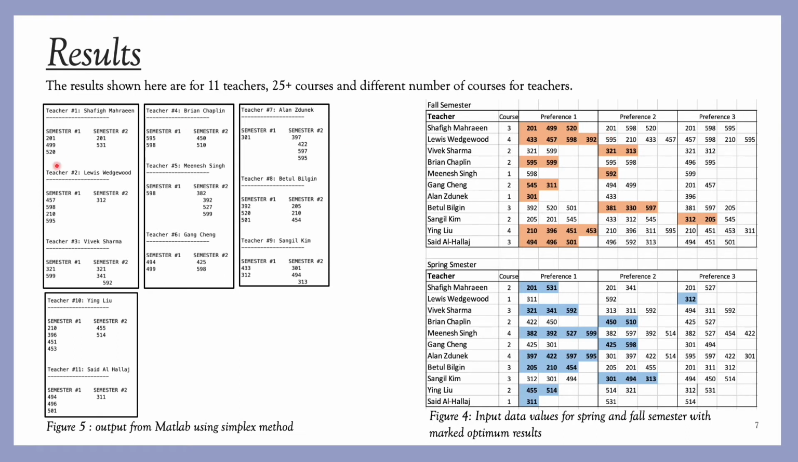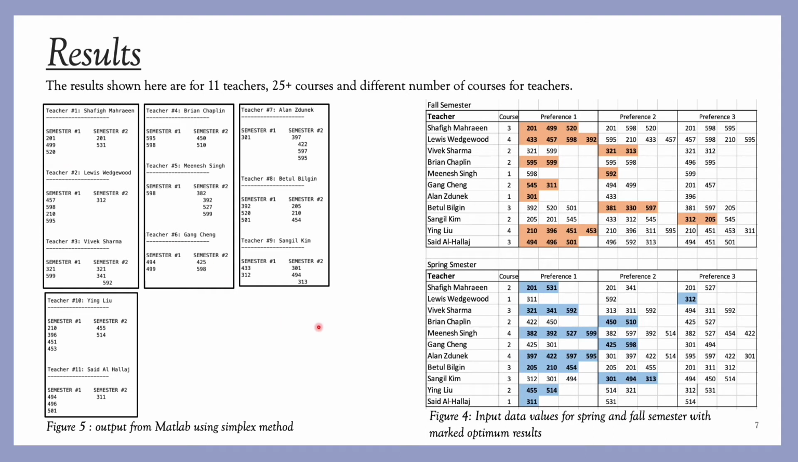If we see Dr. Shafiq Mareen for fall semester, the allocated courses are in preference 1, not in preference 2, not in preference 3, but in preference 1, which are 201, 499, and 520. And over here for fall semester in Dr. Shafiq Mareen's section, we can see the courses allocated are 201, 499, and 520.